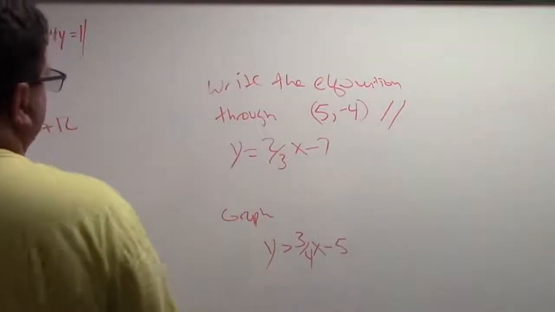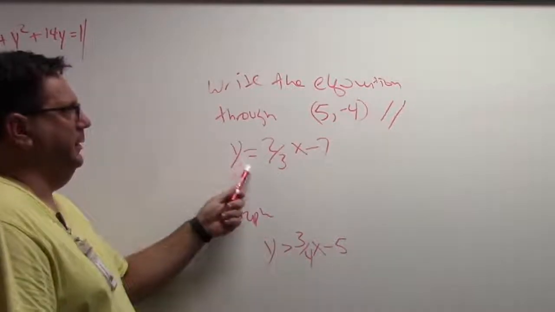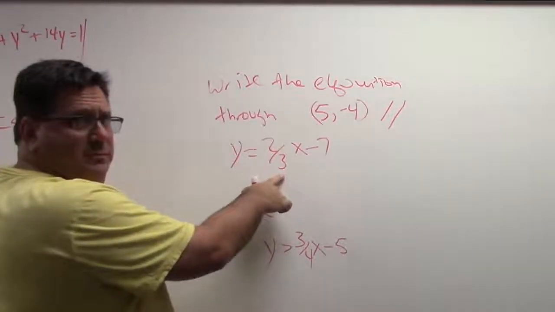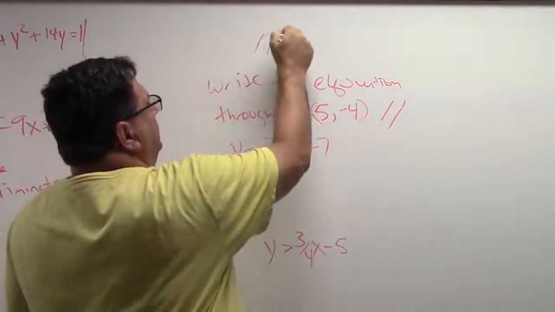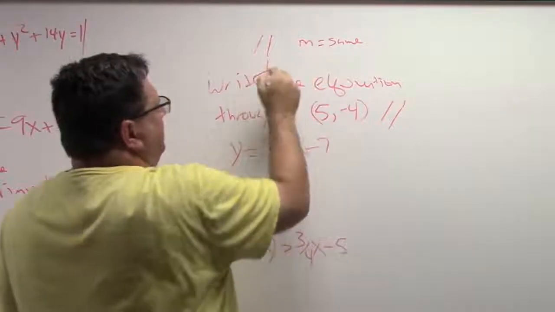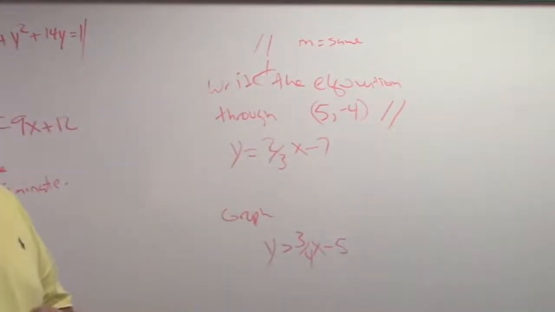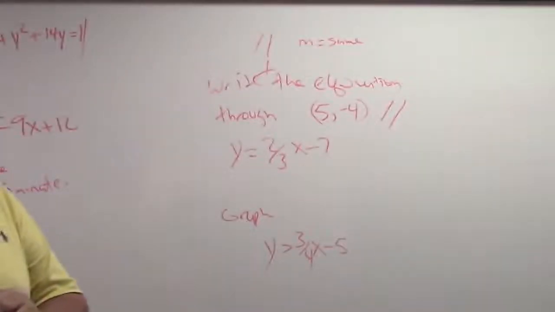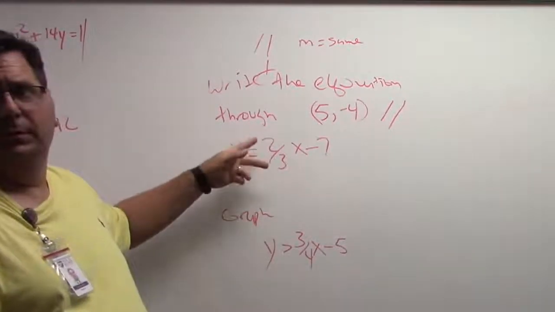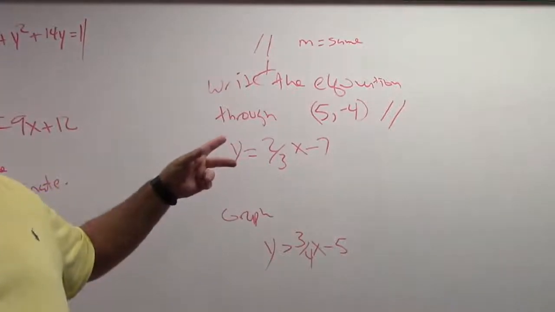All right. So if we're going to write the equation through here that's parallel, the slope's got to be 2/3, yes? So parallel means the slope is the same. What would it mean if it's perpendicular? Opposite reciprocal, right? So 2/3 would become -3/2.